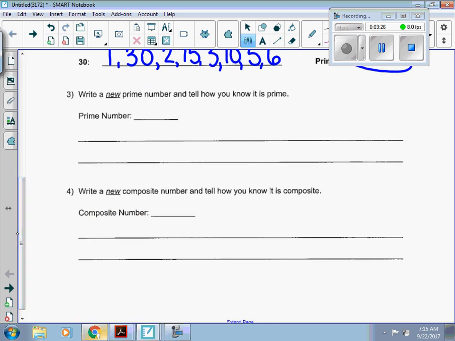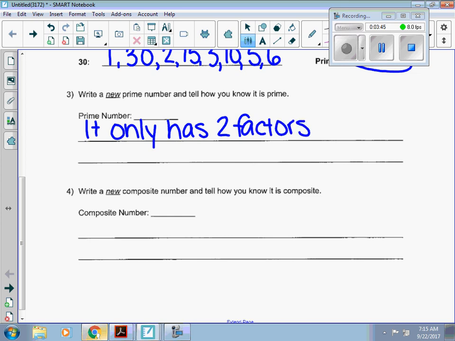Number 3 and 4, you could pick a whole bunch of different numbers, but for all of them, the reason it is prime, it only has 2 factors. And those 2 factors are very specific. 1 and itself.